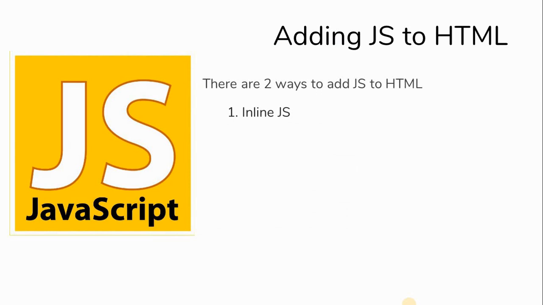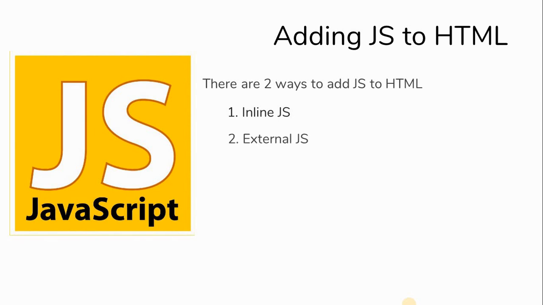The first way is what we call inline JS, which means we will be having a JS inside an HTML page. So we will be having a JavaScript tag inside an HTML tag. That is what we call inline JS. So this is the one way. And the second way is external JS.